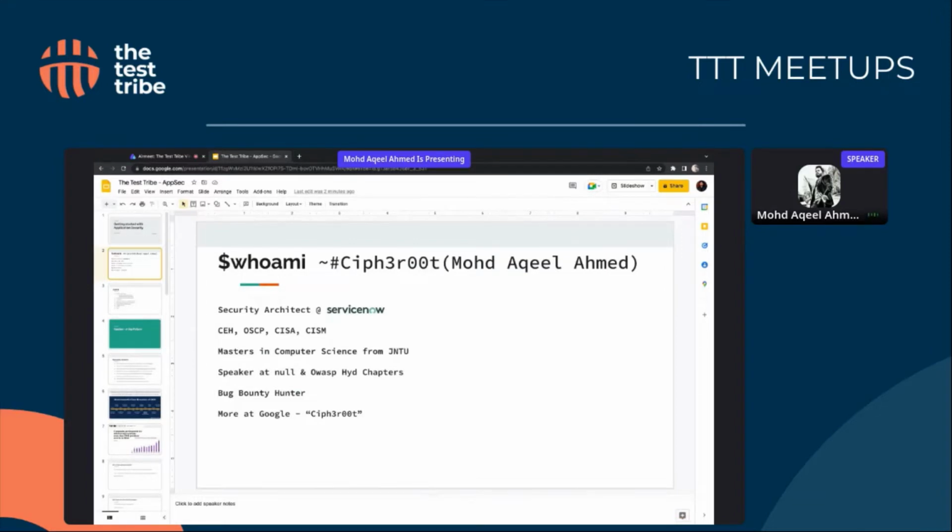my name is Mohammed Aqeel Ahmed, but on the cyberspace, my username handle is CypherRoot. Currently, I'm leading a security team at ServiceNow, and these are some of the certifications that I hold. This is Offensive Security Certified Professional. This is Certified Information Systems Auditor, and this is Information Systems Manager, and this is Certified Ethical Hacker. And I hold a master's degree from JNTU, and I usually speak at security conferences and some of the Hyderabad chapters that we have for the security community.